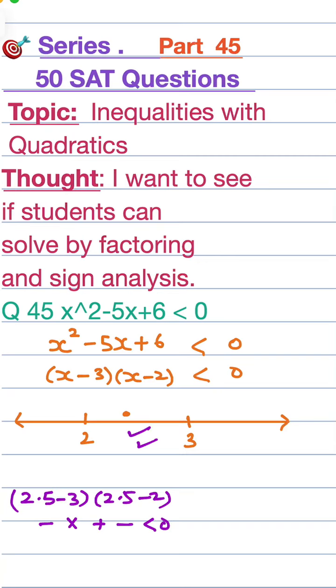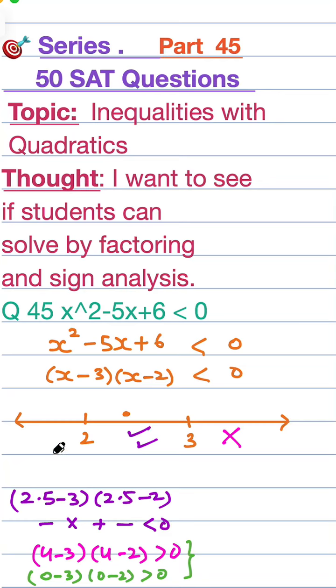Now let me take a number greater than 3. Let's say I take 4. So 4 minus 3 and 4 minus 2. This is going to give me a positive result which is greater than 0. Okay, that part is not satisfying. Let's take one value less than 2. If I take less than 2, let's say 0. So 0 minus 3 and 0 minus 2. Both are negative. Negative times negative is positive, which is again greater than 0. I want smaller than 0. These two are greater than 0. That means even this part is not satisfying this.